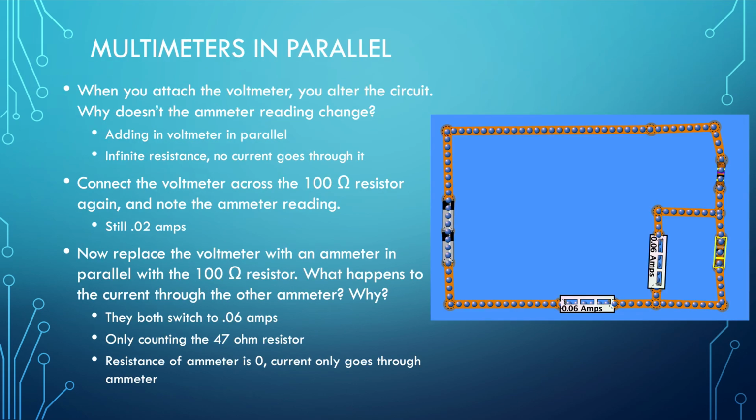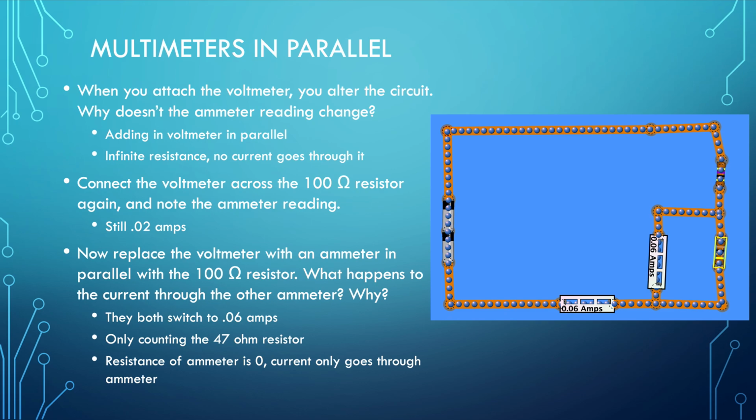Next, we made some observations about multimeters in parallel. Earlier, when we were calculating our change in electric potential, the ammeter reading never changed, and that's because we were adding the voltmeter in parallel. Since voltmeters have infinite resistance, the current's always going to go through the path without the voltmeter, so no current is ever going to go through the voltmeter. And then we connected the voltmeter across the 100 ohm resistor. Again, the ammeter reading didn't change because the voltmeter was in parallel.